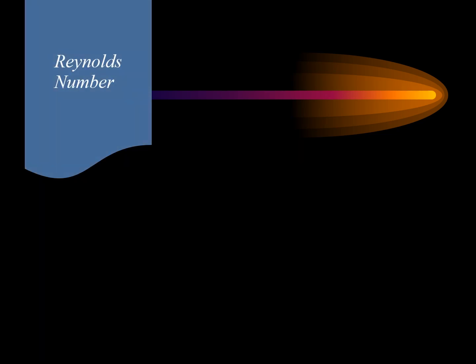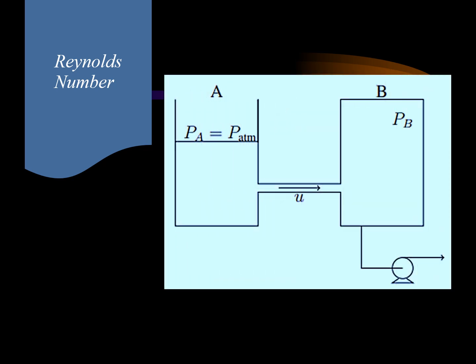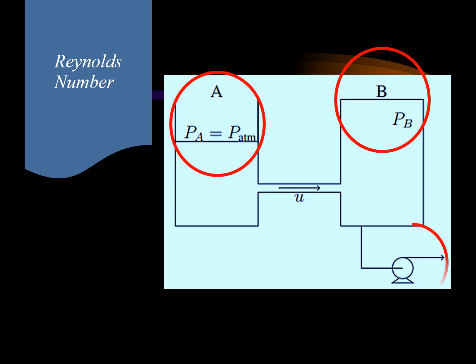Let us discuss now Reynolds number. Consider tanks A and B that are connected by a pipe. Suppose tank A, as drawn in the figure, is open to the atmosphere. Then the pressure is 1 atmosphere. Tank B, as drawn in the figure, is closed, meaning it has a pressure that is not 1 atmosphere. In this case, the pressure is lower because of the pump.